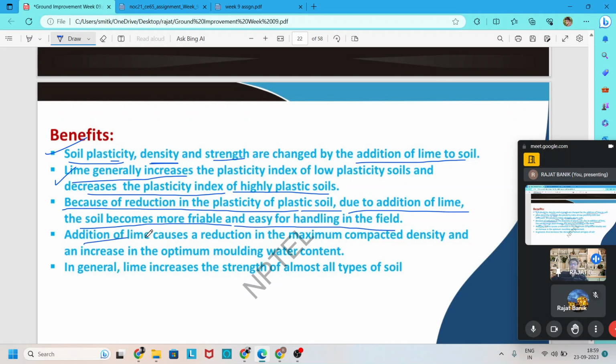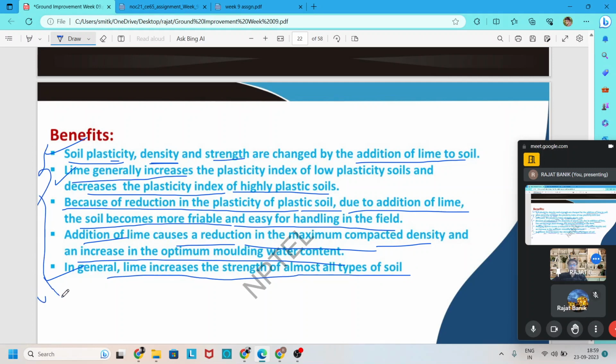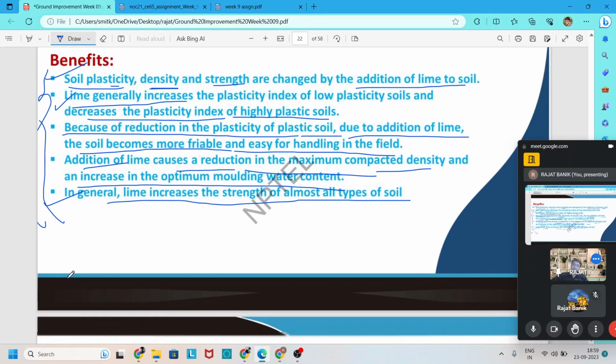Addition of lime causes a reduction in maximum compacted density and an increase in the optimum moisture content. In general, lime increases the strength of almost all types of soil. So these are the different benefits of lime stabilization.